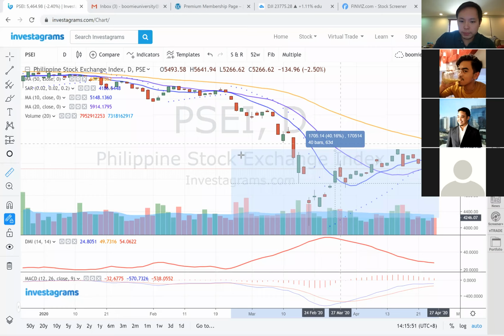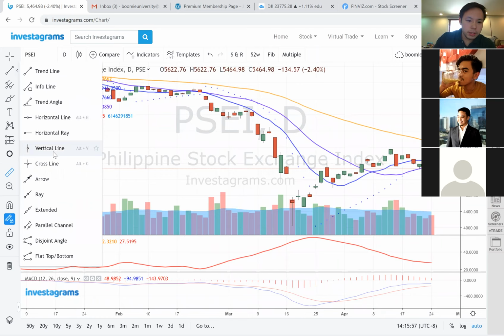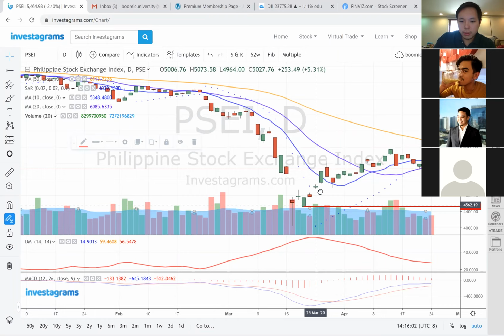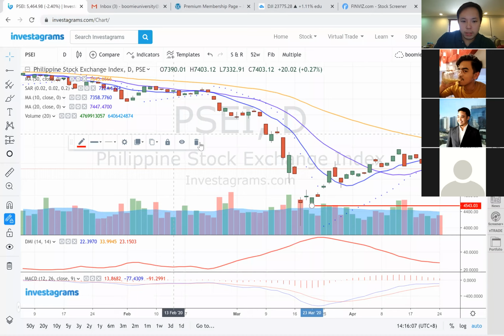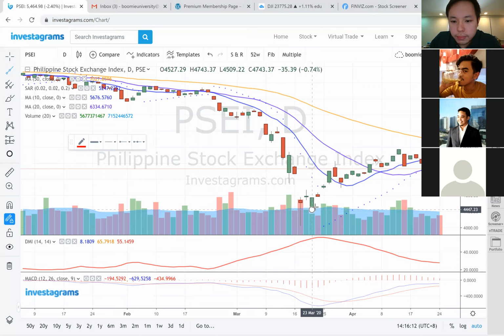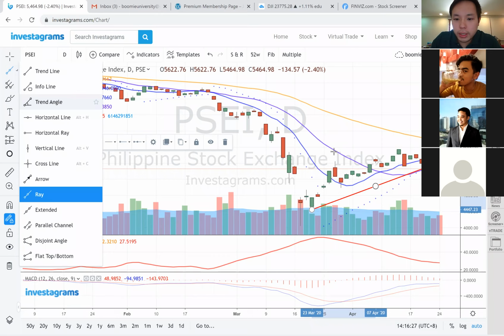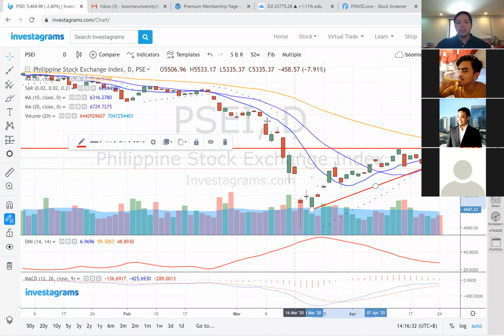Or I'm gonna draw this line here. Ay, sorry. Okay. Yan. So if I draw it here, nag-break na siya ng pattern. So if I adjust it here, nag-break na rin siya. Nag-break siya dyan. Right here, straight line. Diba? So nag-break na siya ng support. So what we can see, baka bumaba pa or mag-retest near the 4,800 area.